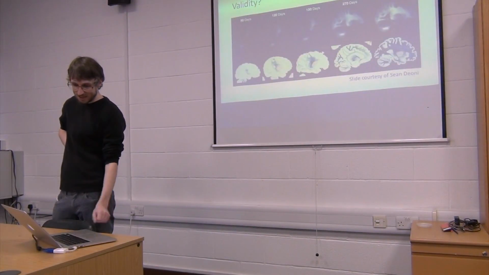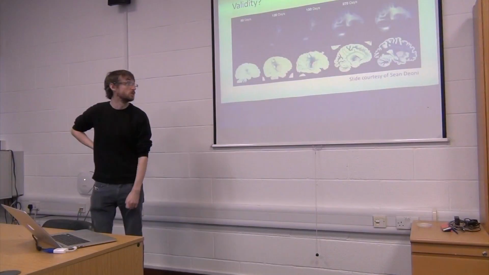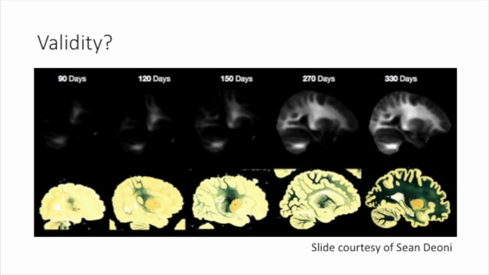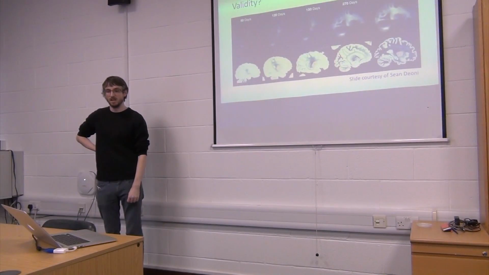So for validity, this is an image from Sean Dioni, who's my boss over at Graham. The top row is the in vivo maps we're getting at specific ages. So these are predicted ages, and the bottom row are from FlexSeq, which is 1909. As I say, it's depressing in a sense, because really we're just reproducing what we already know.